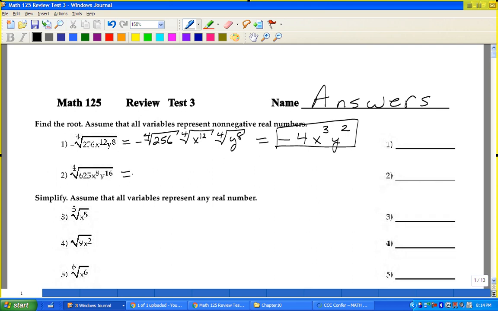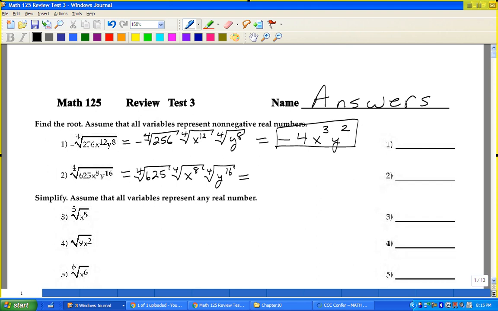Let me do problem number 2. The fourth root of 625, x to the 8, y to the 16. So this is equal to the fourth root of 625 times the fourth root of x to the 8 times the fourth root of y to the 16. And so this is equal to, well, the fourth root of 625 is 5.